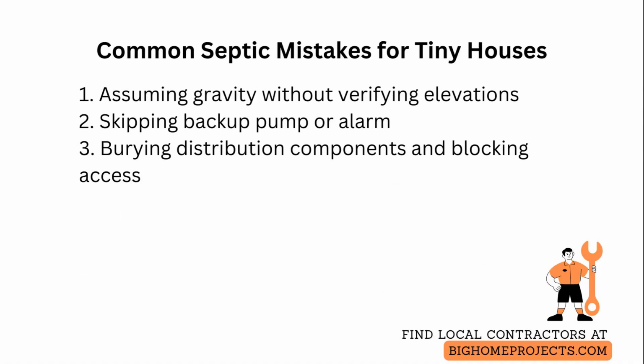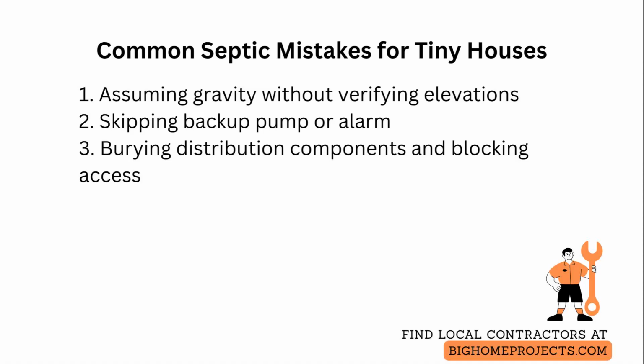The three biggest mistakes are assuming gravity will work without verifying elevations, underestimating the need for backup and alarms for pumped systems, and making the drain field inaccessible for maintenance. If you assume gravity works, you risk hydraulic backup or surfacing effluent, so confirm all elevations with a qualified site surveyor and relocate tanks or add a small low-profile pump if fall is insufficient.